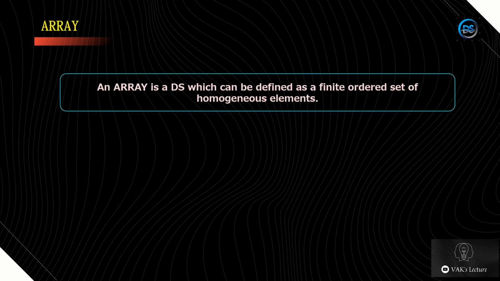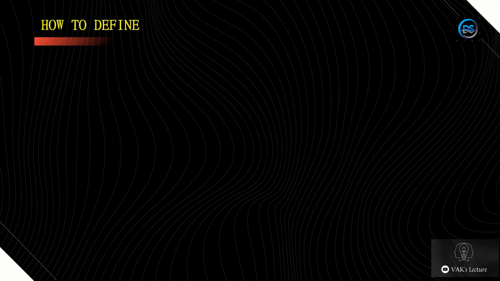Already we know that an array is a data structure which can be defined as a finite ordered set of homogeneous elements. So let us define an array. This is the syntax. Here, I have used the syntax of C or C++. Every language has its own different syntax, so don't get confused. The array I have taken is of integer data type. Its name is A and its length or size is 5. So int is the name of the data type, A is the name of the array, and 5 is the total number of elements in the array. At last we have to use the semicolon.